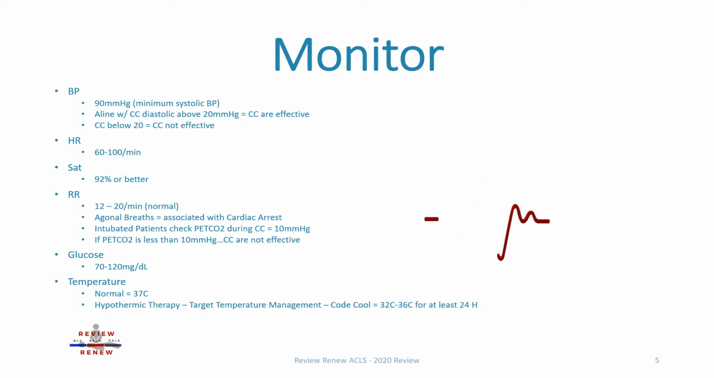Temperature is also considered. 37 degrees Celsius is normal, but in ACLS, once a patient goes through cardiac arrest and we have done the MegaCode on the patient and we obtain ROSC, remember ROSC? Return of spontaneous circulation. That means we got the pulse back. We can start hypothermic therapy on these patients. In other words, code cool, for some hospitals it's called. And the target temperature is 32 to 36 for at least 24 hours, and that is in Celsius.